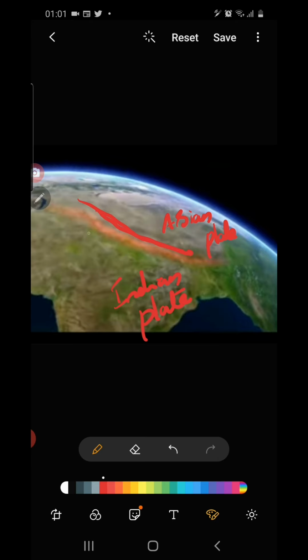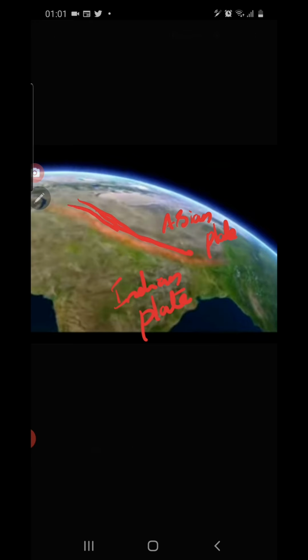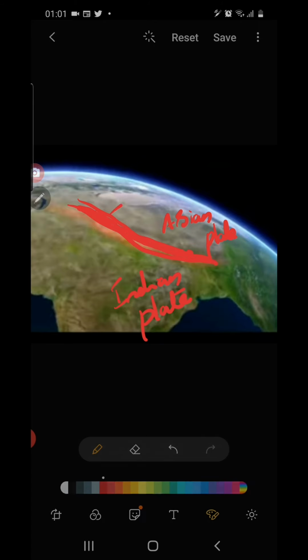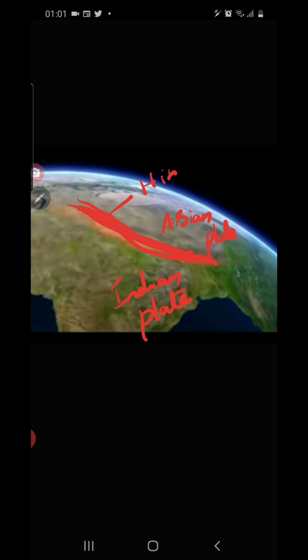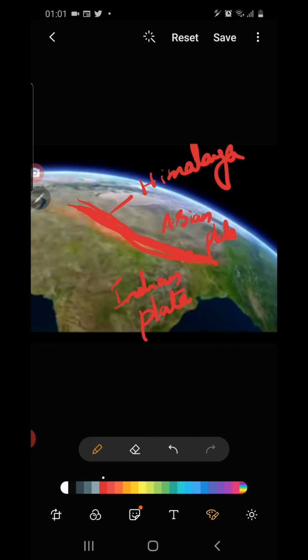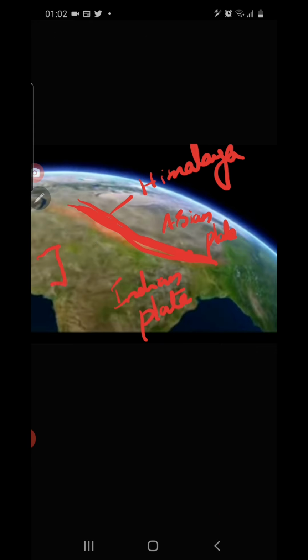So due to their collision, you see in the northern part of India there formed a huge mountain. Which mountain range is that? Himalayan mountains. The great Himalayas are formed. Then how were these Himalayas formed? Scientists say that we learned that the plates are moving. Suppose these are the two tectonic plates. This is an example.